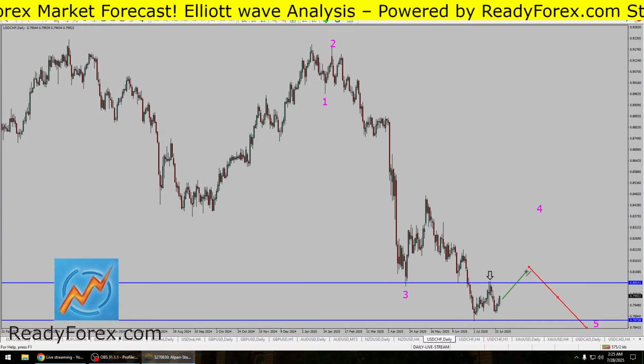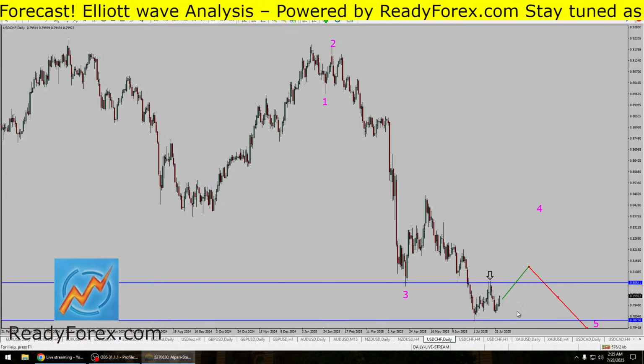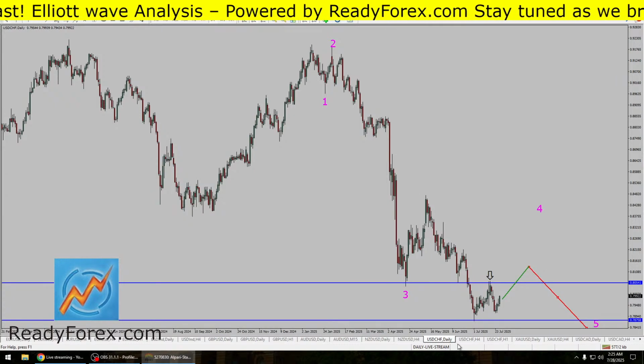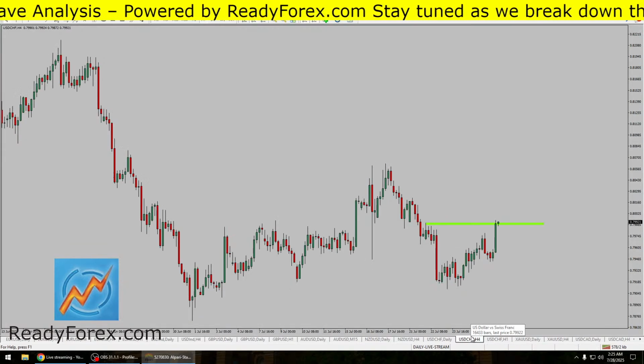Okay, here's a pullback. This is the possible scenario in US dollar Swiss franc. Next one is the US dollar Swiss franc 4-hour time frame.